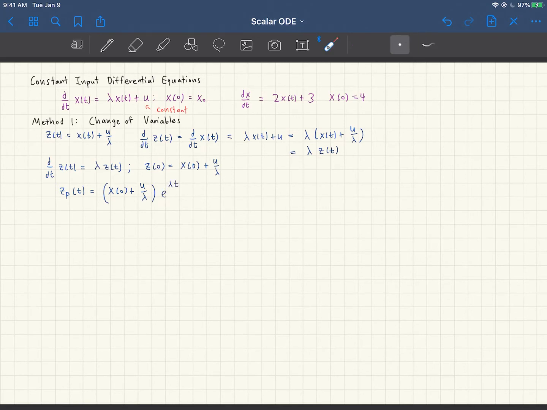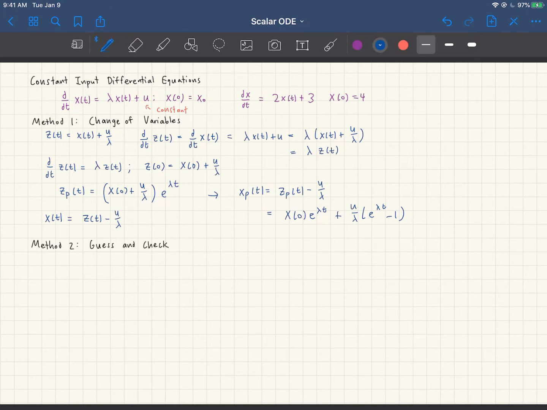Now, our original differential equation was in terms of x, but our current differential equation is in terms of z. So once we changed variables to z, we have to change back into x. So x of t is equal to z of t minus u over lambda. So given zp of t, we can say xp of t is equal to zp of t minus u over lambda, or x of 0 e to the lambda t plus u over lambda times e to the lambda t minus 1.